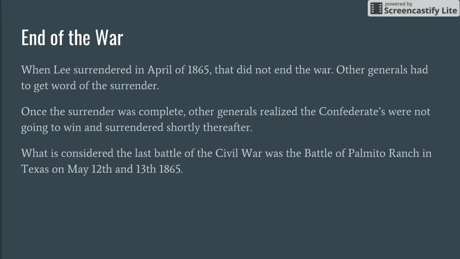Once the surrender was complete and other generals realized the Confederates were not going to win, they surrendered relatively quickly. But it's amazing that it took over a month. If you remember, he surrendered, I believe, on April 9th. The last battle was fought on May 12th and 13th, over a month after the surrender, way out in West Texas. So it takes a while for word to spread. Just imagine guys being shot at and killed even though the war was already over. You've got to remember that word did not travel as quickly back then.